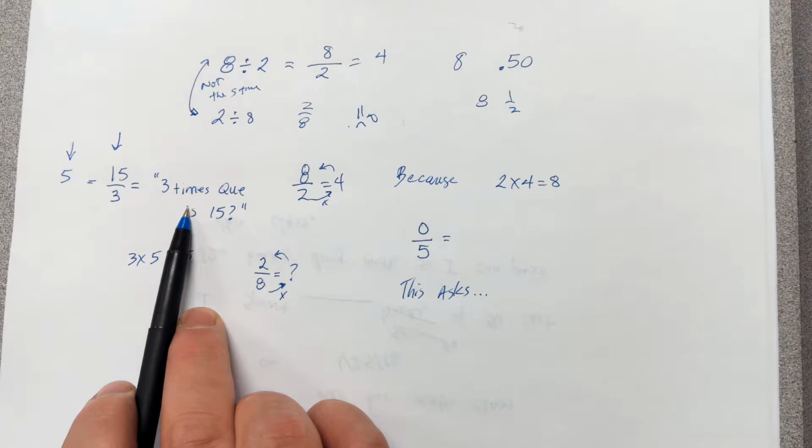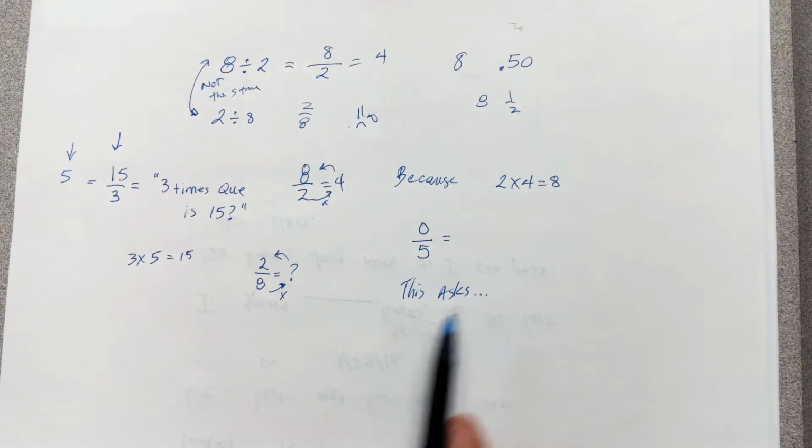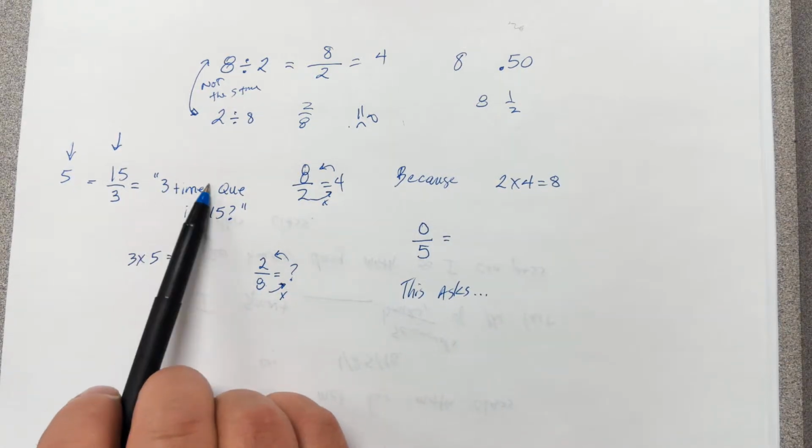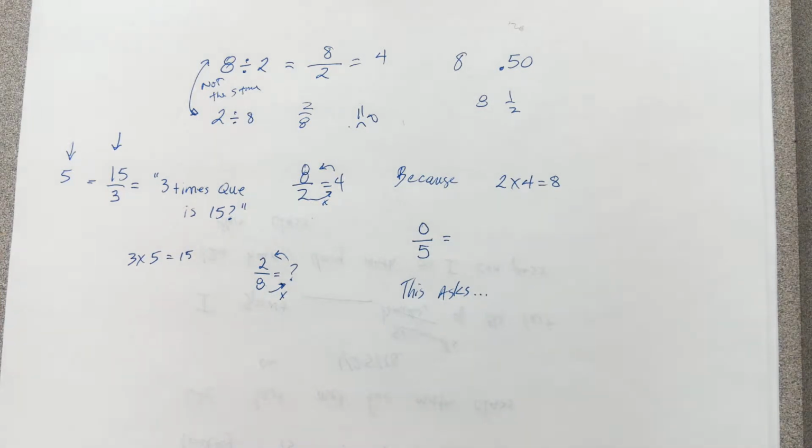How many times is 5 equals 0? No, it's not asking that. 5 times y equals 0. Dang, Jackie, that's why you're my favorite student.